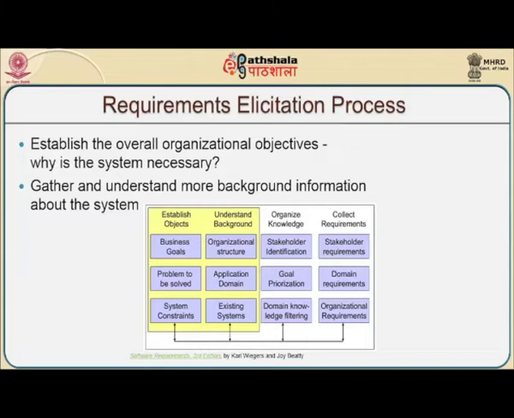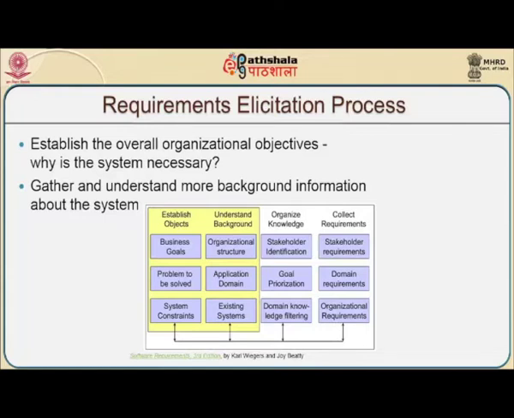Finally, after organizing all this knowledge, now it is our responsibility to collect this knowledge into effective requirements. So for system requirements at this stage, the system stakeholders are consulted to discover their requirements in terms of the domain, in terms of the stakeholders, and in terms of the organization.